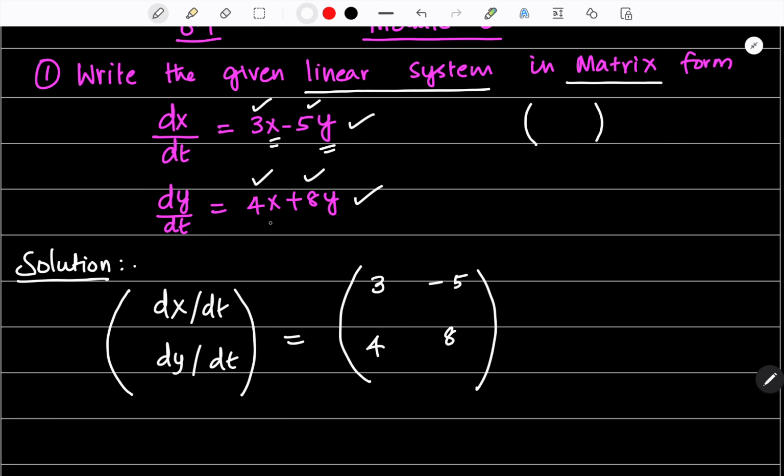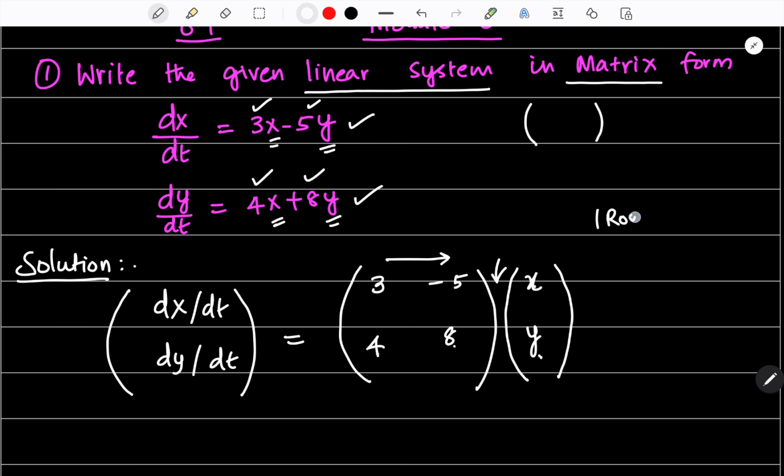This x and y, you are going to make a column matrix. That's a column matrix, sorry, not a vector. So how will it come? First row, first column. Come on, check it out: 3x plus minus 5y, 4x plus 8y.